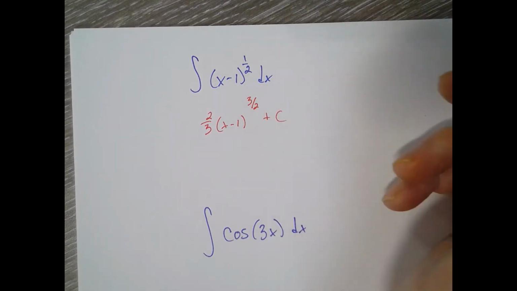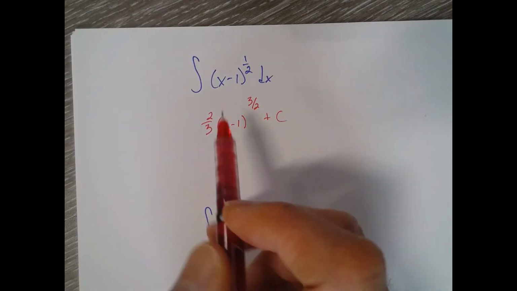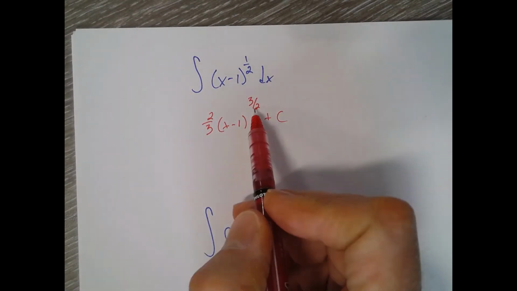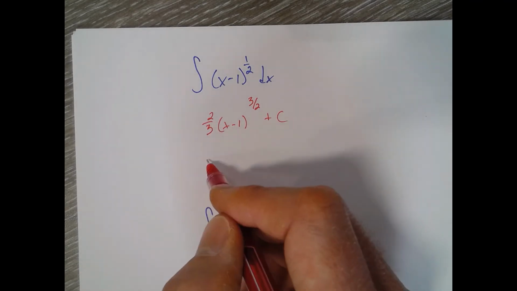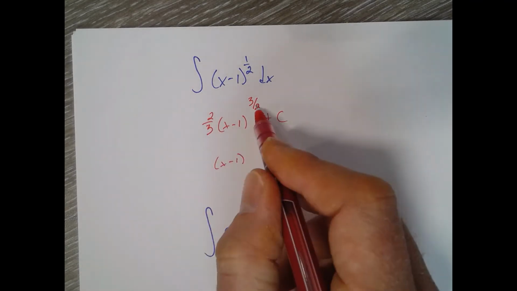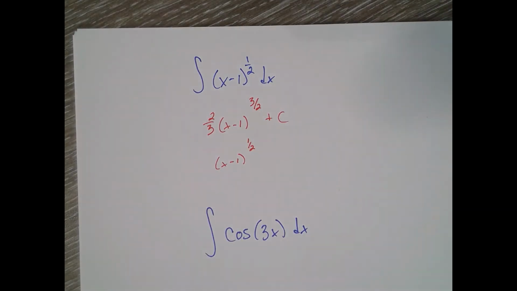So we can always find the derivative of what we get and see if we get the original. So if I find the derivative of this, we're going to bring down the 3/2. So 3/2 times 2/3 is just 1, times (x - 1)^(1/2). So we do get what we started with, so we know we did it right.